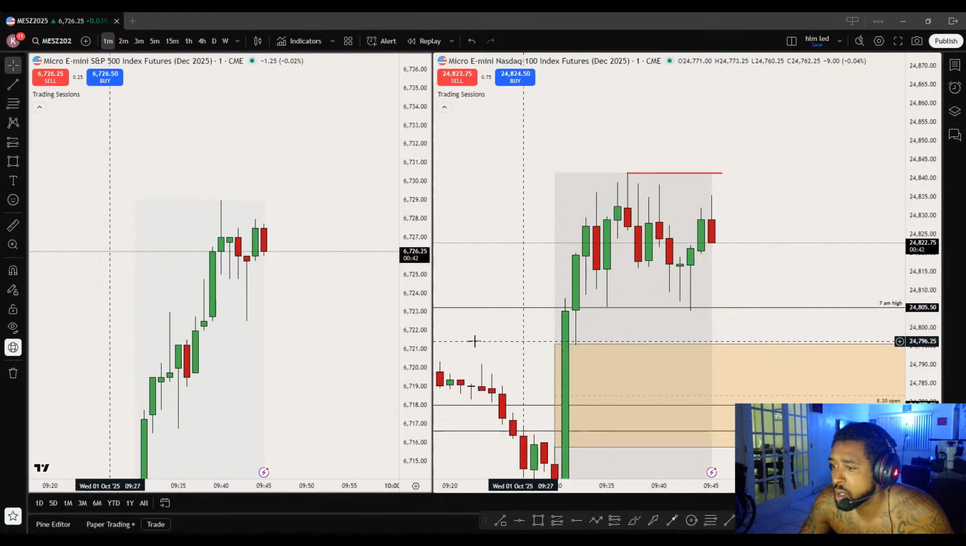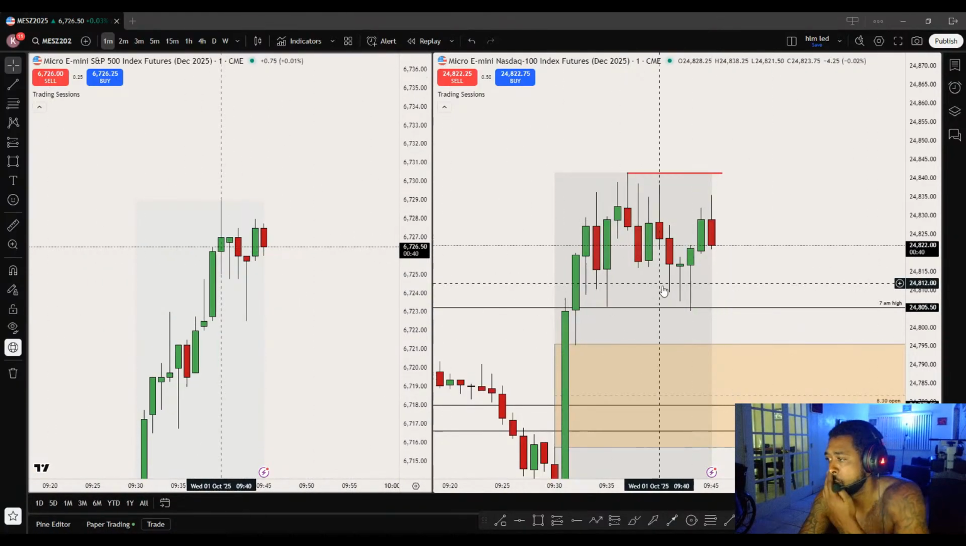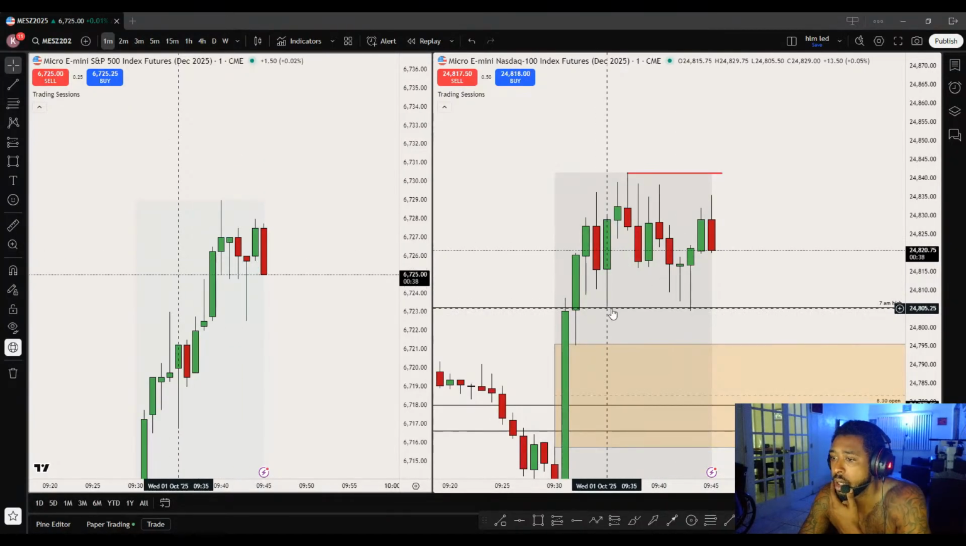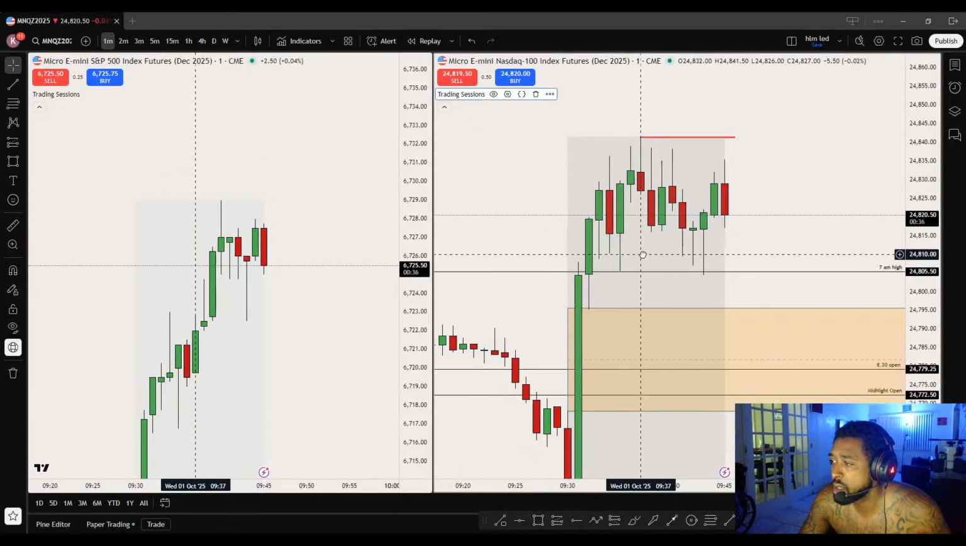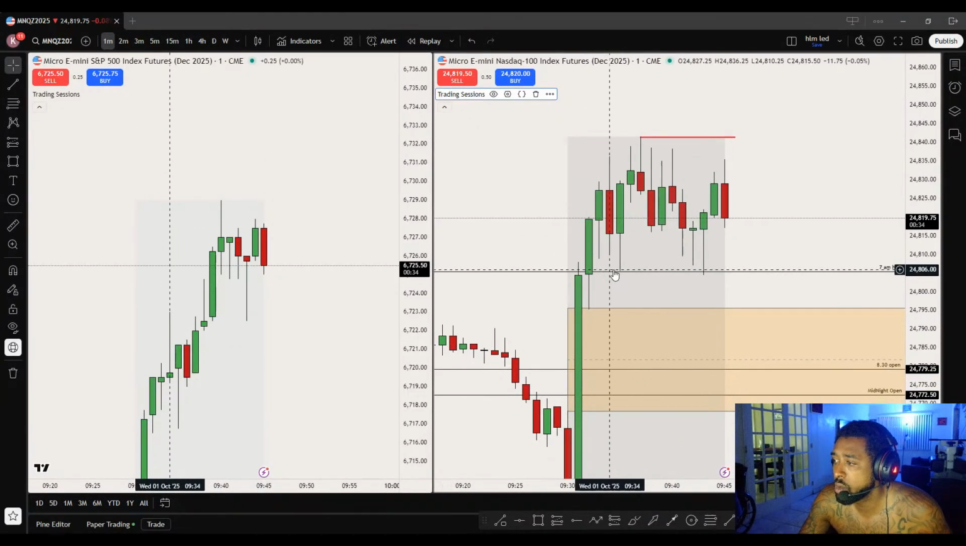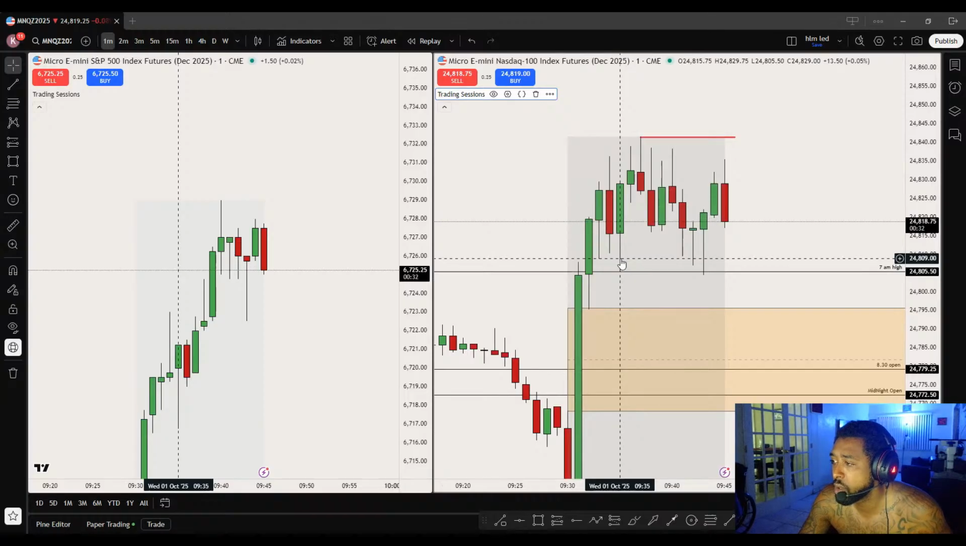So wait, I want to see if it took this low. So this low right here got taken. So you see we got an SMT. So you see how this low right here at 9:35.